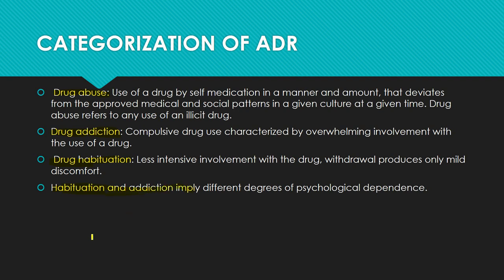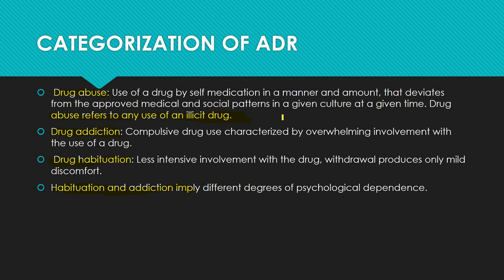So, which means what? This drug dependence also includes four more points. That is drug abuse, that is misuse or exploitation use of drug. What is written here? The use of drug for self-medication in a manner and amount that deviates from the approved medical and social patterns given in a culture and time. So drug abuse refers to any kind of illicit drug. So the basic key point here is, it refers to an illicit drug.